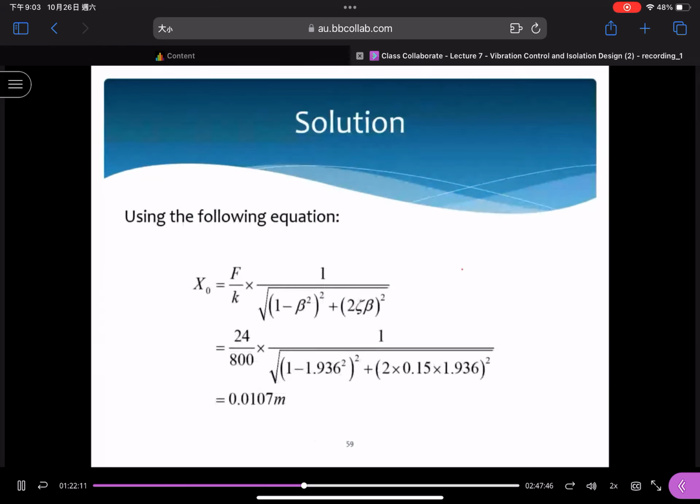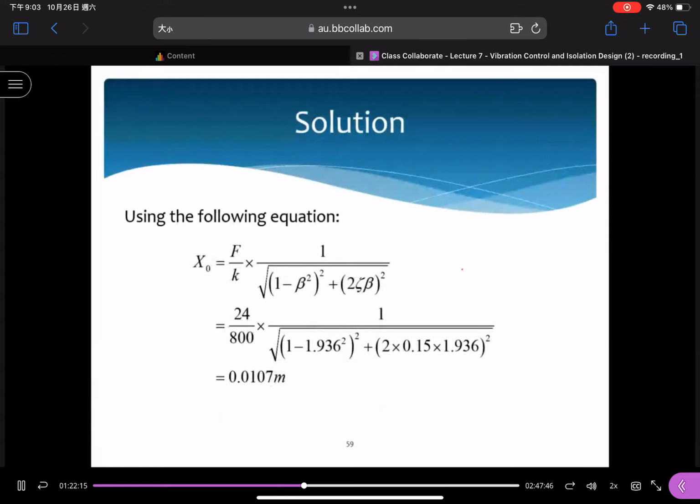We just need to plug into these equations. Okay, substitute into these equations. F is 24, K is equal to 800, beta is 1.936, and the damping ratio is 0.15. The maximum steady state response is 0.0107 meters.